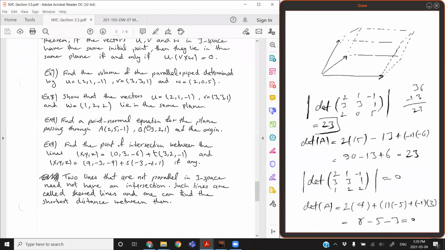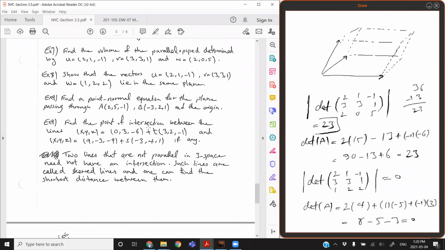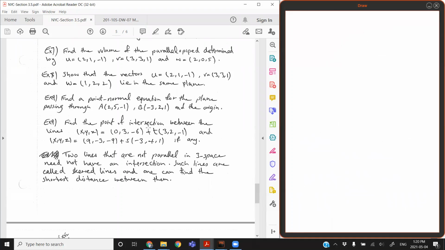Okay, we have a few more examples here to connect what we learned today with the previous materials about vector and parametric equations for lines and planes. Example 9. It says find a point normal equation for the plane passing through these 3 points. So the point A, 2, 5, minus 1, and the point B, negative 3, 2, 1, and the origin. And the origin is 0, 0, 0.